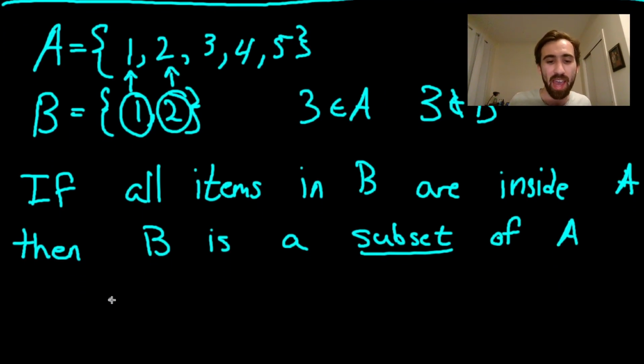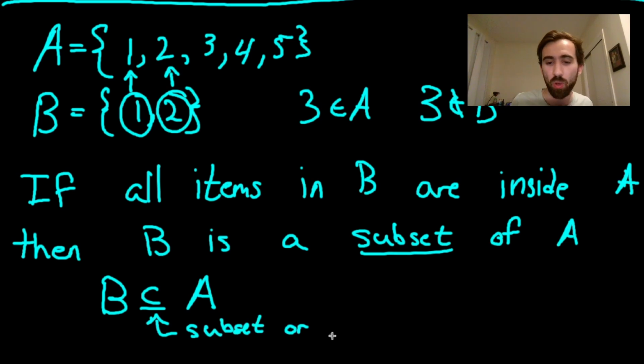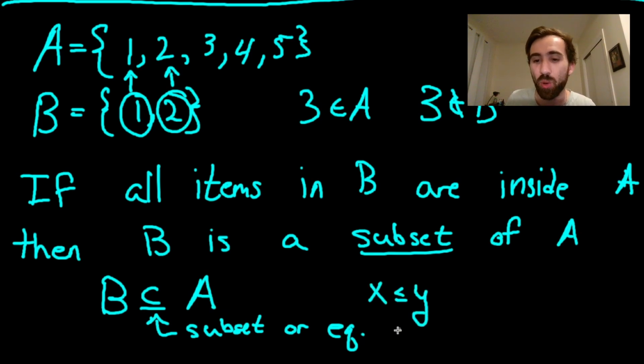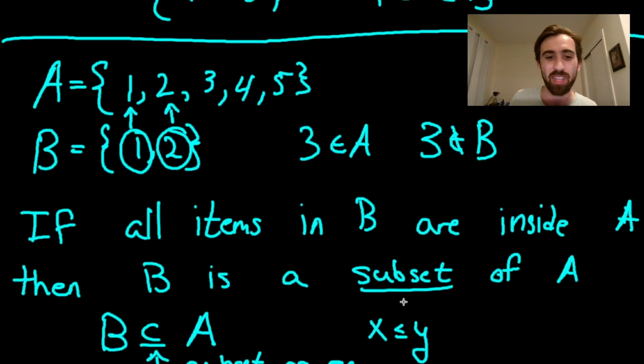Specifically notated as B is a subset of A, where this means subset or equal to. The little line on the bottom means that it actually can be equal, so it is actually possible for B to be equal to A, in the same way that we might say that x is less than or equal to y if we were talking about two numbers.